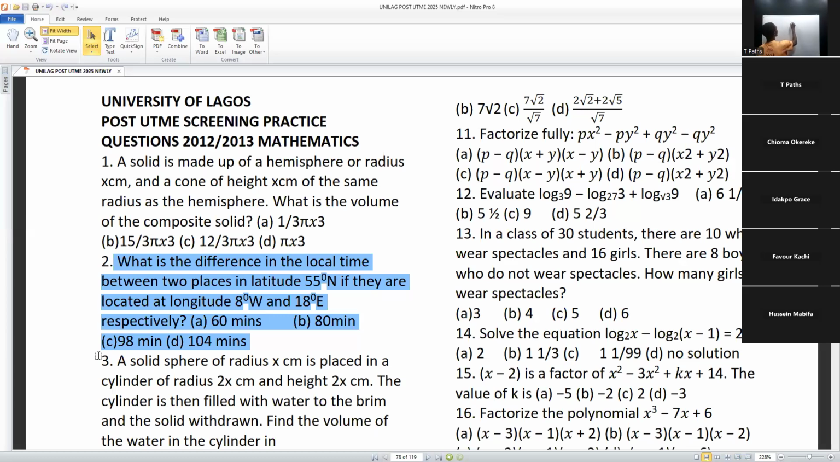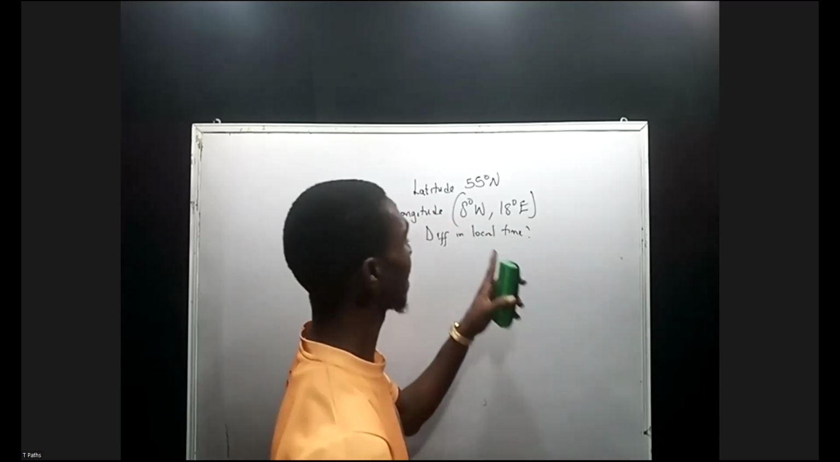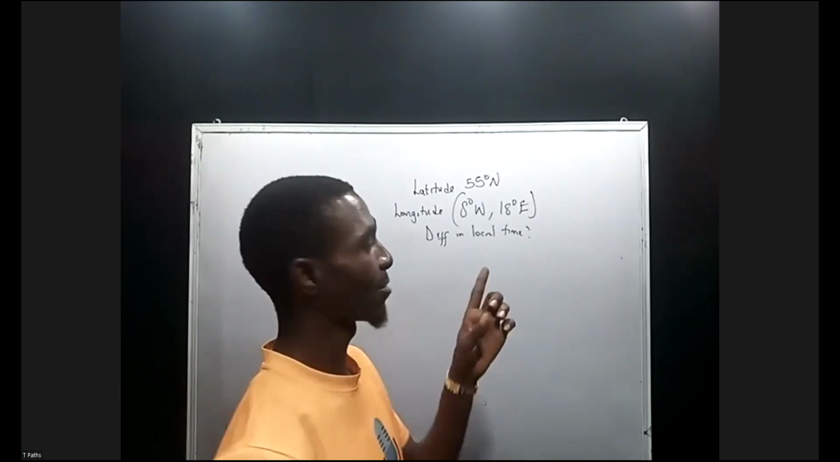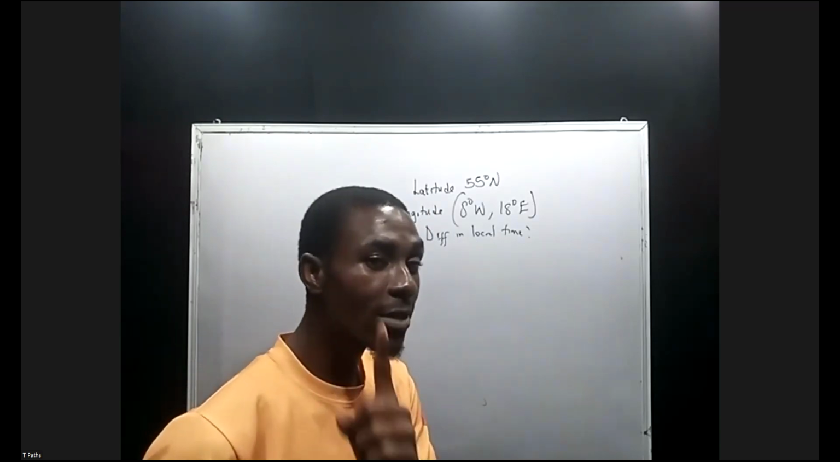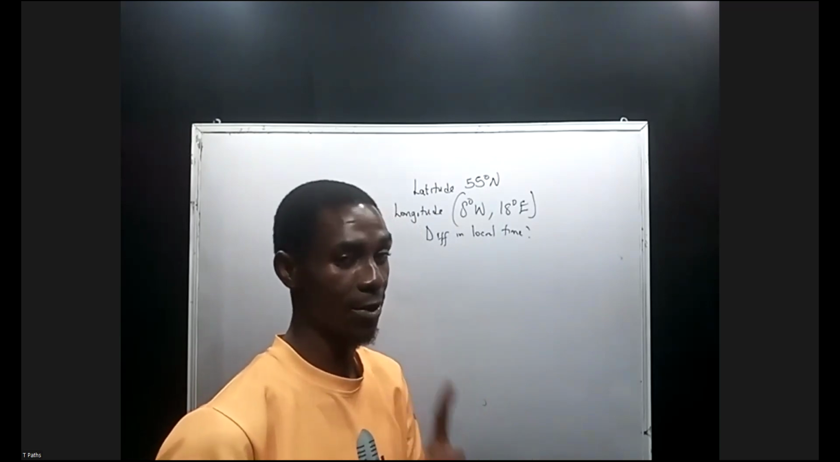We are given that the two places are on latitude 55° north, then on longitude of 8° west and 18° east. Now, we are looking for the difference in local time. Now, your question says difference in local time. For me to answer this question, I will bring your idea back to longitude and latitude. That was the reason why I said I would take one question from the past question.